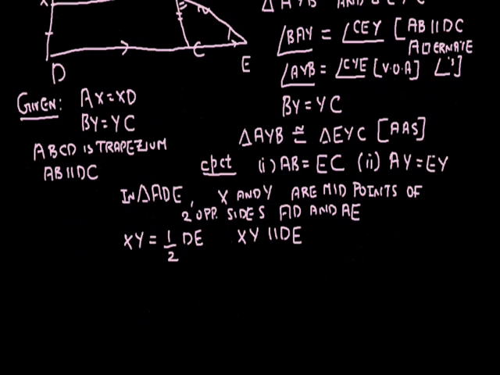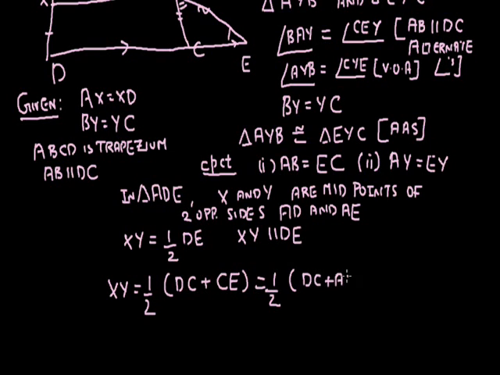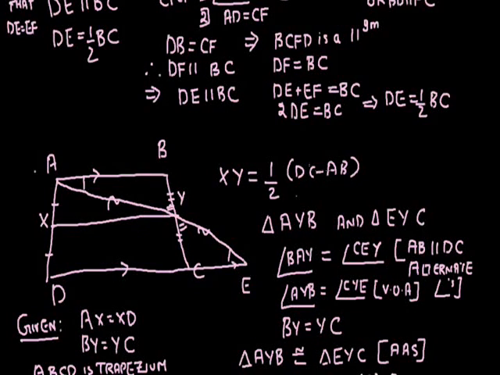So now let me express this equation XY equal to half DE in terms of its components. So XY is half, I write DE in terms of DC plus CE, right? Now if you notice, what is CE? CE is nothing but AB. So this gives us our relation that the line joining the midpoints of two opposite sides of a trapezium is equal to half the sum of the two parallel sides. So we ended up proving this using midpoint theorem. So we just write here to prove this, right? This is plus, right? So this was one application of midpoint theorem.